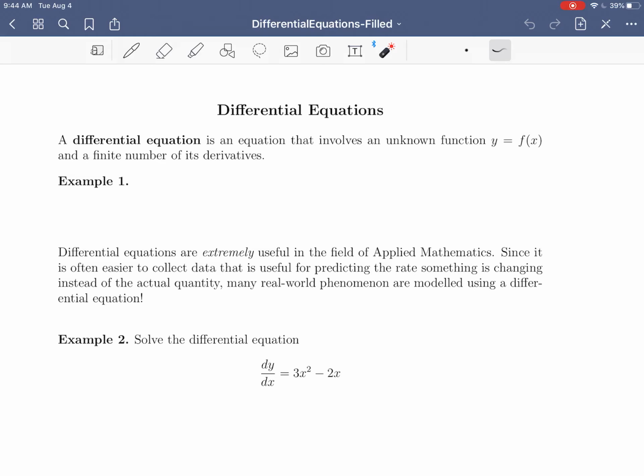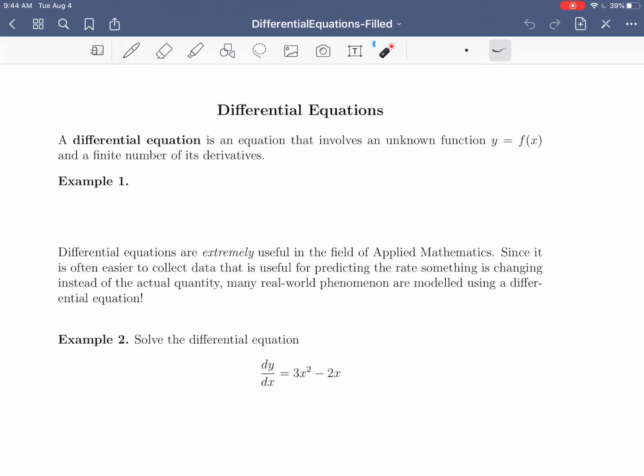In this video, we're going to talk about something called differential equations. So this is a very big area of mathematics. It's extremely useful in the field of applied mathematics, so for modeling different physical systems. And it has a very basic idea now that we've done antiderivatives and integrals, but they can get very complicated. Okay, so we're going to talk about differential equations.